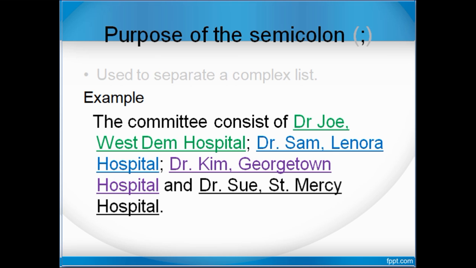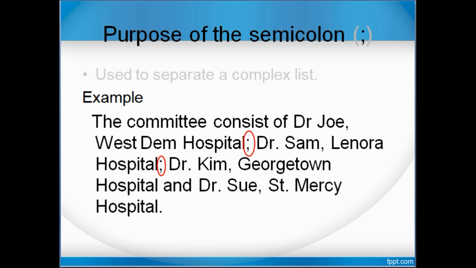So in a case like that, we use a semicolon to separate each item within the list. And just like a comma, we use the word and to separate the last two items within that list. So we use this: The committee consists of Dr. Joe, West Dem Hospital. We put a semicolon there. Dr. Sam, Lenora Hospital. We place a semicolon there. And the last two names, Dr. Kim, Georgetown Hospital. We use the word and between Dr. Kim and Dr. Sue there to separate those two items.